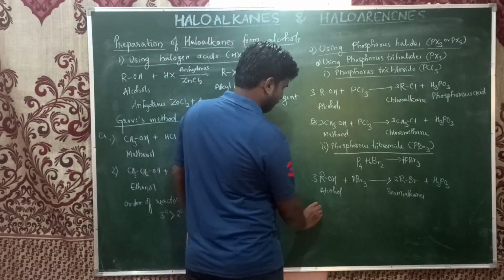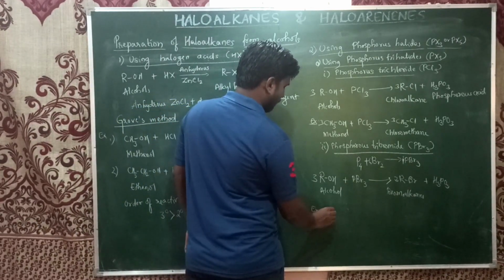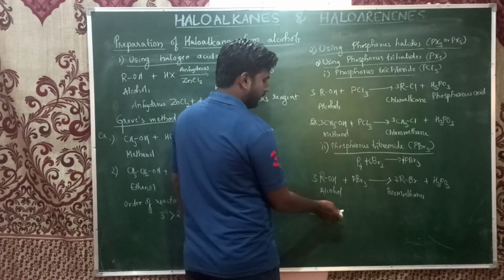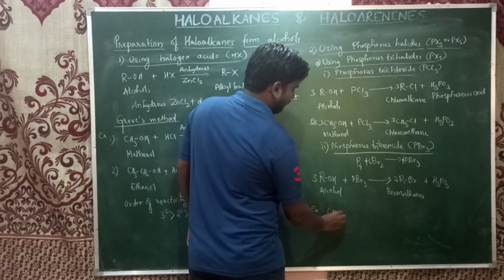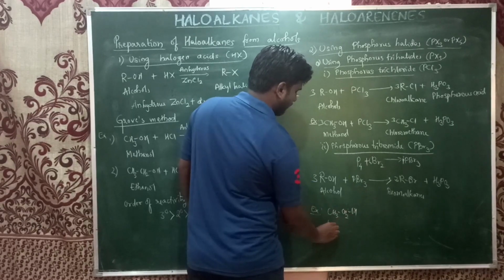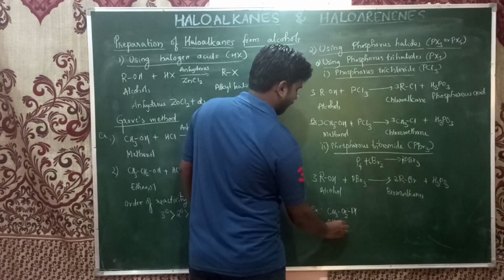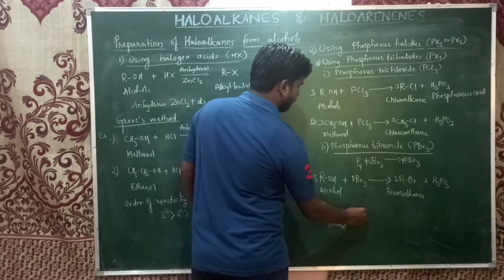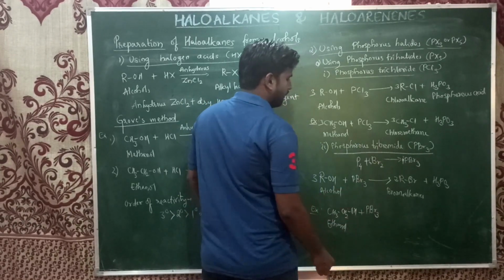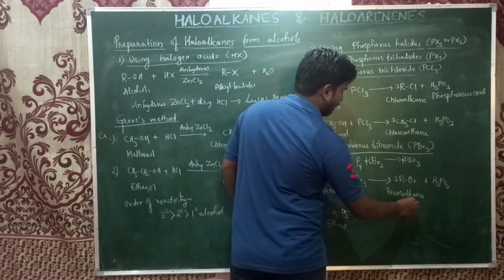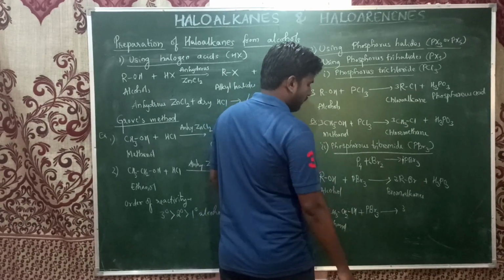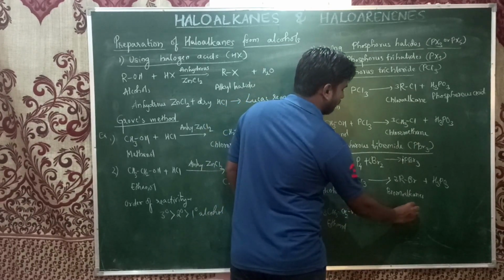If you see an example, I can take any example of alcohols. Here I took methanol, so now I'm going to take ethanol, CH3CH2OH. When it reacts with phosphorus tribromide, here also we need to take 3 molecules. One PBr3 reacts with 3 molecules of alcohol.